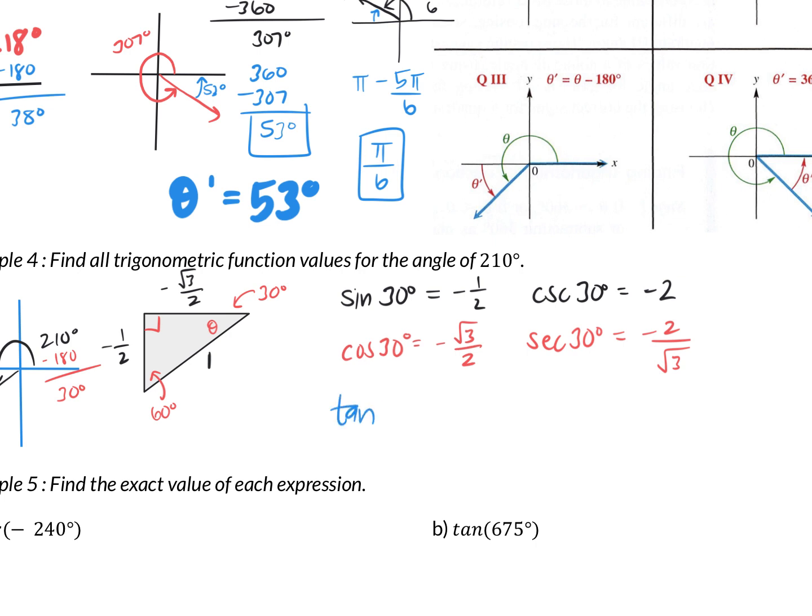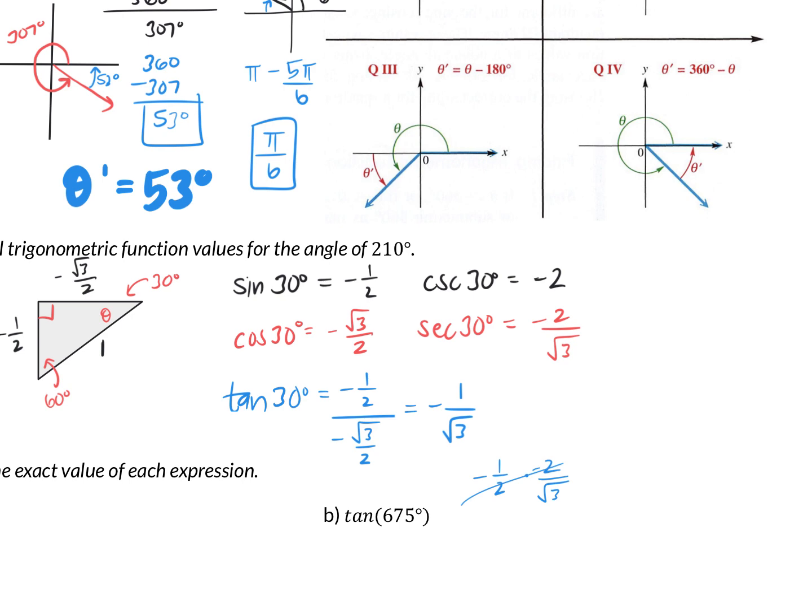And lastly, tangent. Tangent is my y value over my x value, or my sine over my cosine. So that's negative 1/2 divided by negative square root of 3 over 2. It's a giant fraction and a fraction. Can I simplify that? Yeah. If I want to rewrite it, negative 1/2. When I divide, I flip my fractions. So those 2's are going to go away. And we're going to be left with negative 1 over the square root of 3. Wouldn't it be positive y? Yes, it would. Good catch.